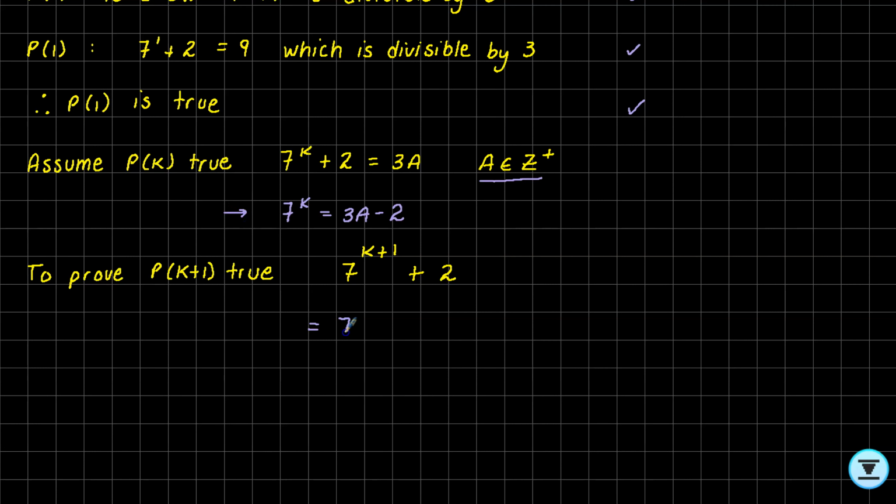And that means we have to break up our k plus 1. We're using basic indice rules, right? 7 to the 1 times 7 to the k, times by the same base, so we add the powers. And so we can definitely say that this line equals the next one. And now I can substitute in my 7 to the k to be 3a.